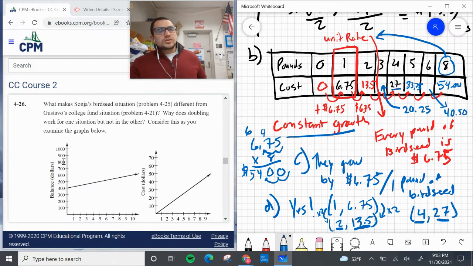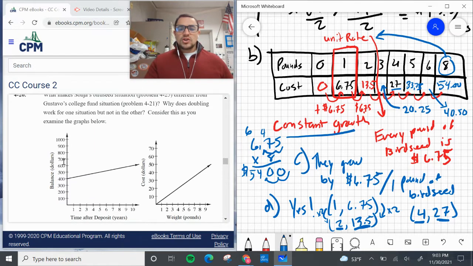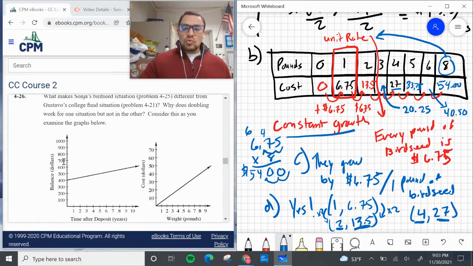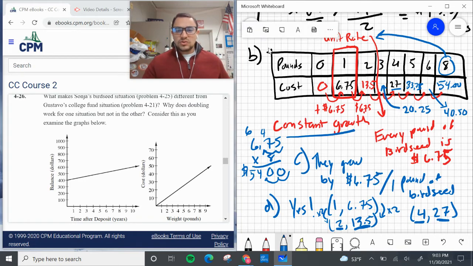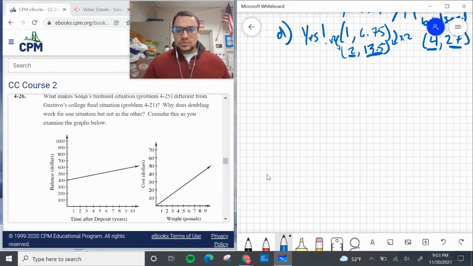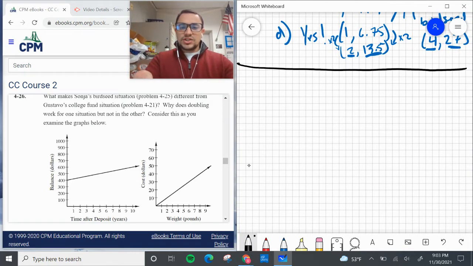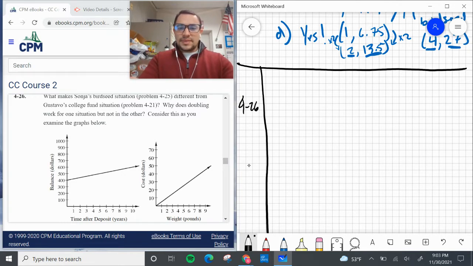All right, Sonia's birdseed situation. What makes it different from Gustavo's college fund? Okay, so now we need to understand what is the difference between these 2 relationships. So let's go ahead and go to 426. This is important. You need to know what a proportional relationship is. So 426.